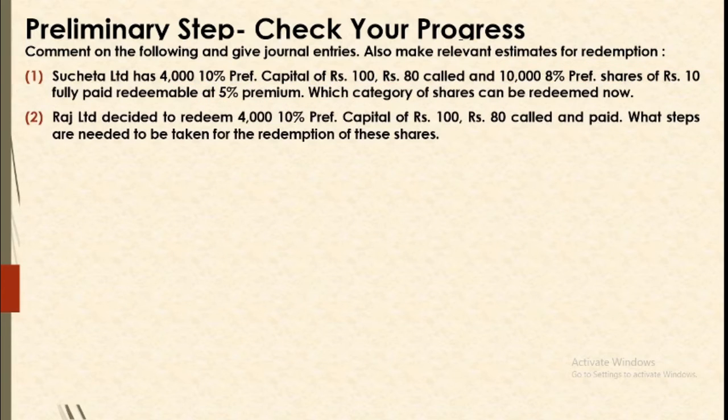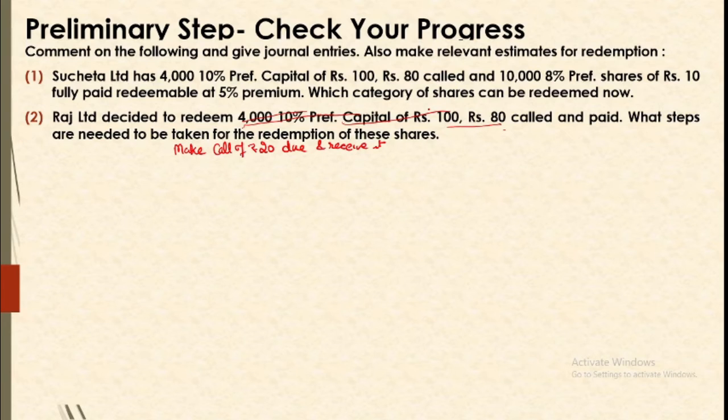Now second question is, Raj Limited decided to redeem 4,000 10% preference capital of 80 rupees called and paid. Okay, so your shares are partly called here. So what steps are needed for the redemption of these shares? As per the first condition, the shares have to be fully called and paid. So what we need to do is, on our own we will make second call due. So in this case we will make a call of 20 rupees due and receive the same.